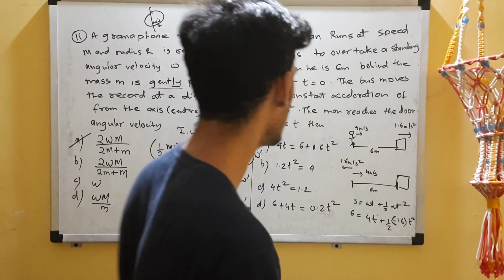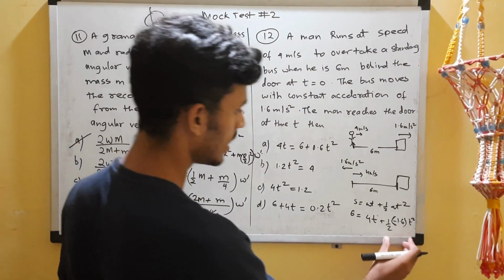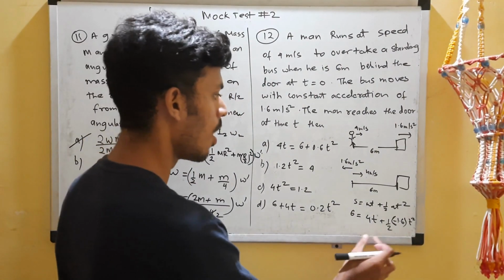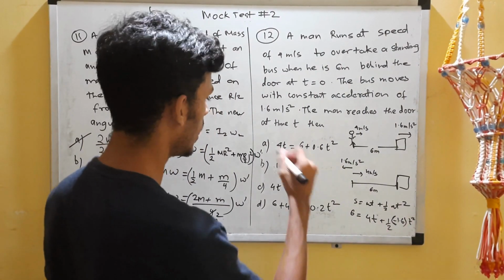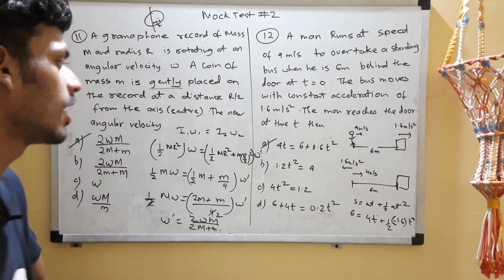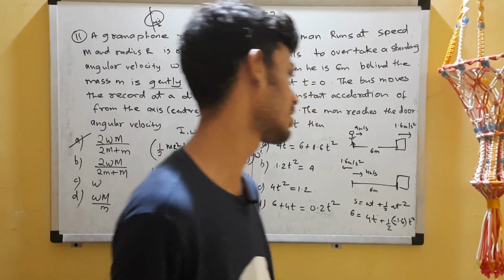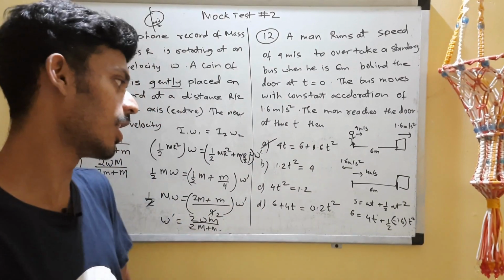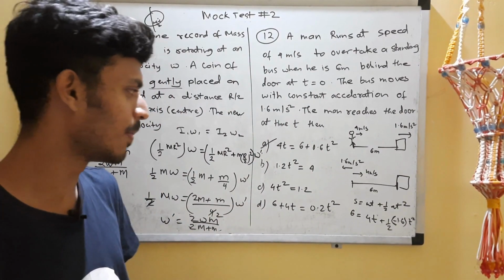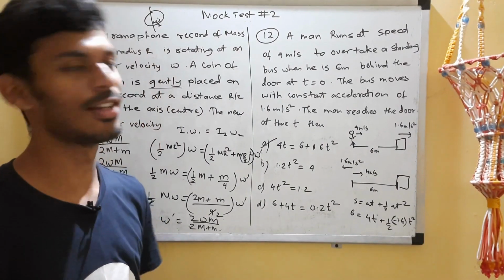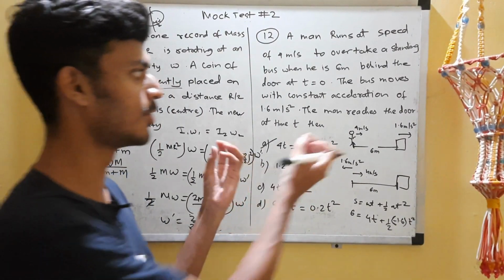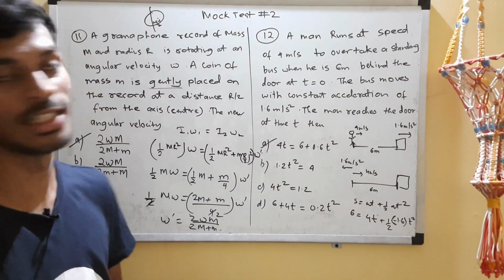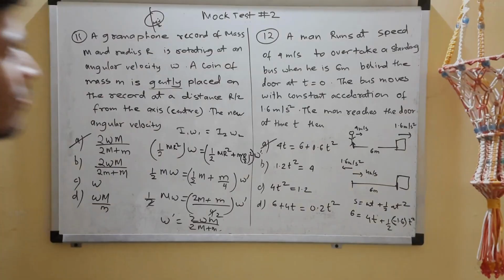So half of that is 0.8, so 0.8 t square, that is minus. You bring it to this side, so that will become 6 plus 0.8 t square, and on the right hand side you'll have 4t. So 4t equals 6 plus 0.8 times t square. How do you solve this equation? Quadratic formula, or by factorization maybe. If you solve that equation, you'll get the time at which the bus and the man meet. So that is all for this question. Let's move to the next question now.